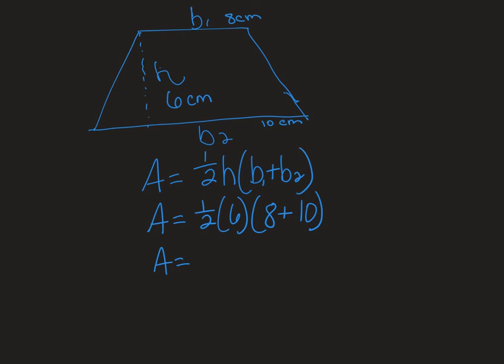Area equals, what's half of 6? 3 times, what's 8 plus 10? 18. Area equals, what's 3 times 18? 54 centimeters squared. Okay, so remember how to do that for a trapezoid. Okay? Any questions left on that one?